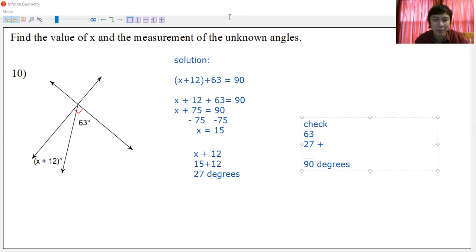That should be it for our discussions. These are the 10 examples, and that's it for supplementary and complementary angles. So this will be all for now, and see you later for another discussion.